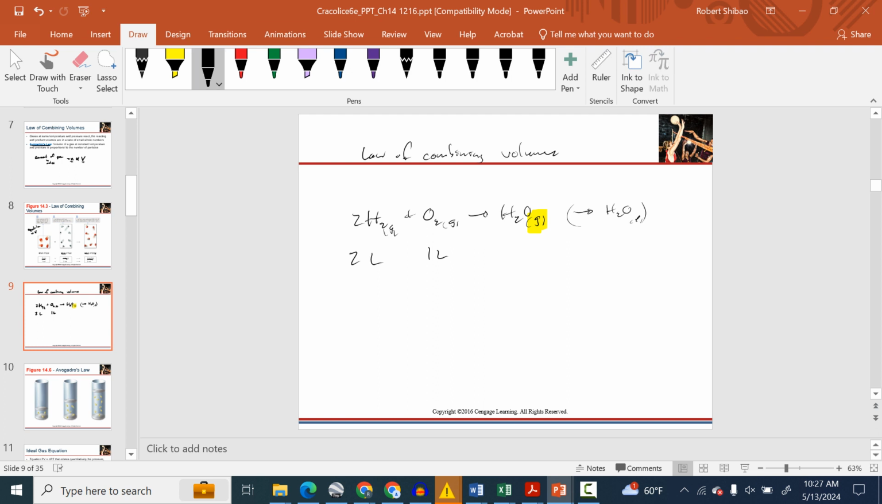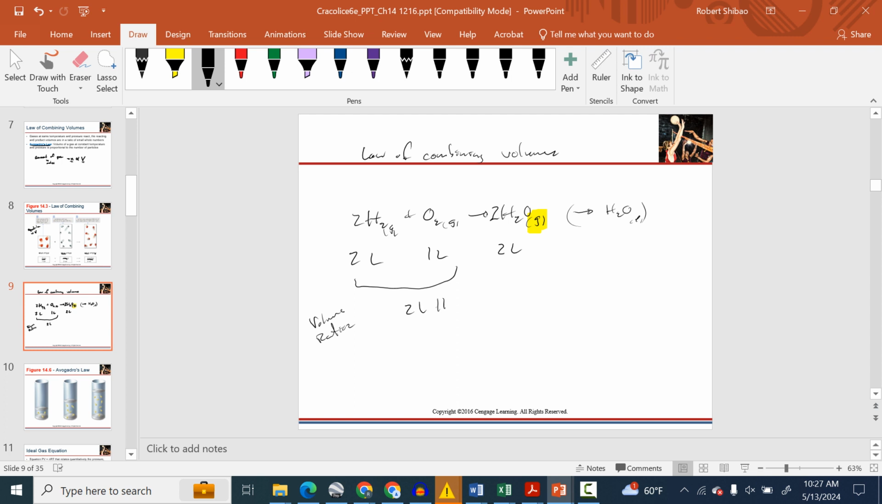Yeah, I didn't balance it, did I? I'm going to form 2 liters. Here. So this is the law of combining volumes. I just come up with these mole ratios or liter ratios, volume ratios, for gases.